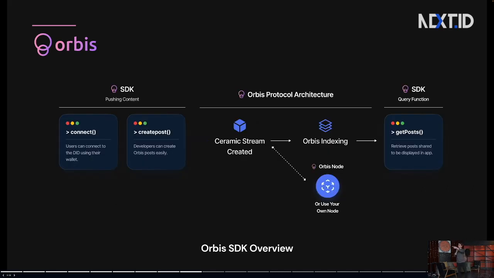Just under the hood, for the SDK, we have very basic functions to connect the user to their DID and to create a post. We basically generate a DID on the Ceramic network easily. We can also use our node, or you can host your own node in order to be part of the network. And you can query the content easily as well. It's as easy as a create post function or a get posts function.